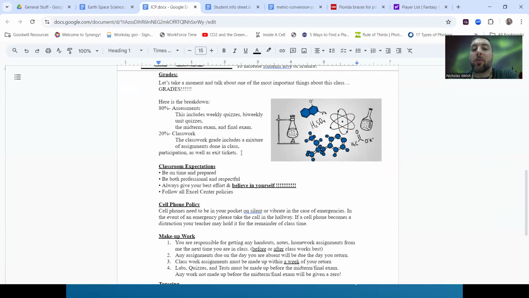So this could be mostly exit tickets, which we'll have at the end of each new lesson, as well as any labs or big activities that we do. Anytime you put in a lot of effort, I want to give you some points and give you some credit for that. So that'll all go into the other 20%.